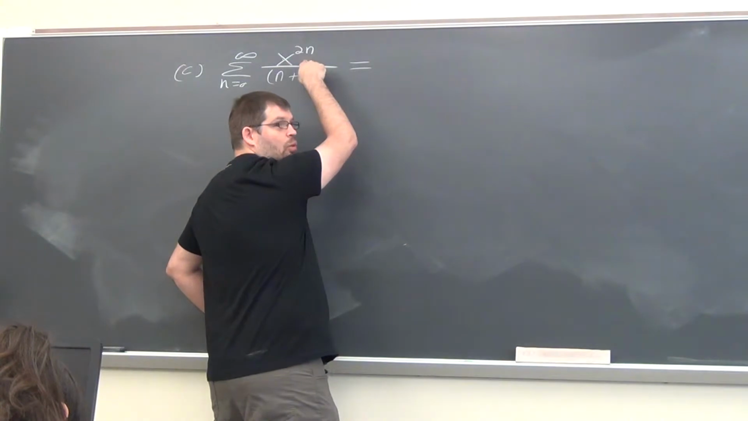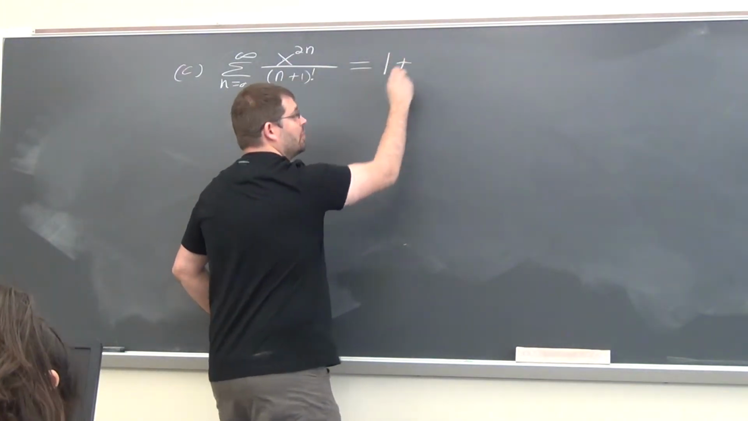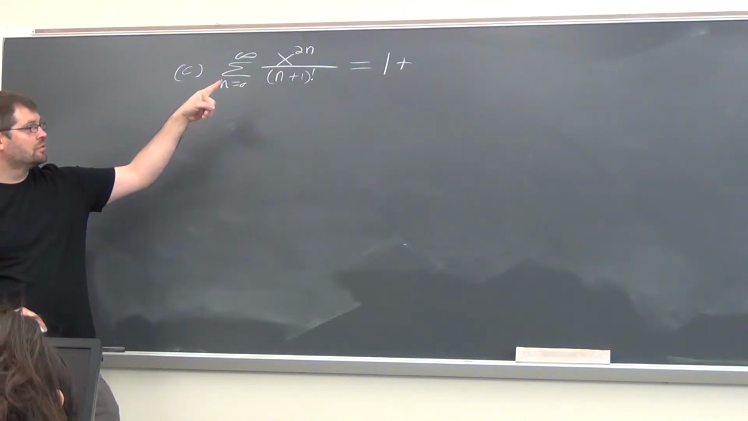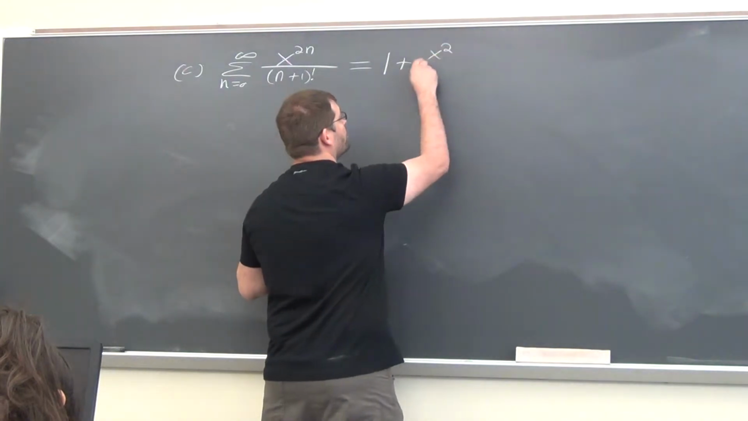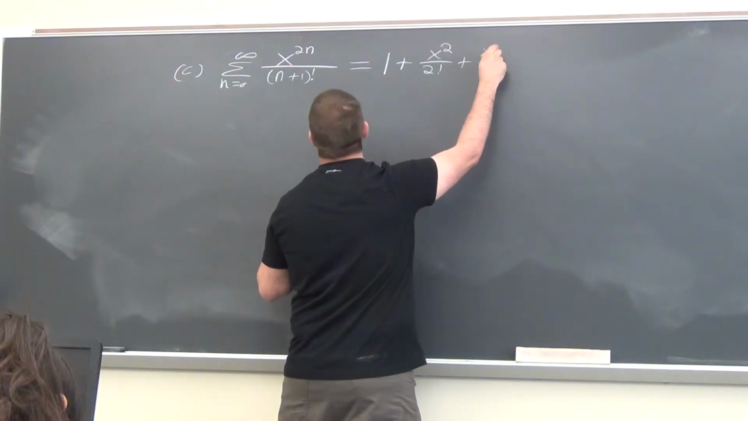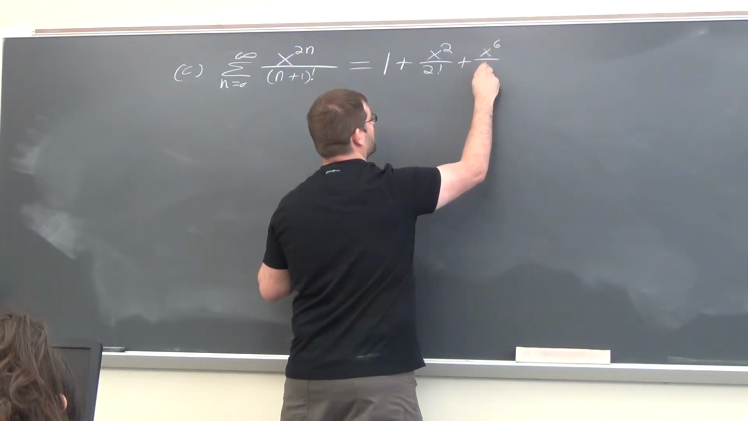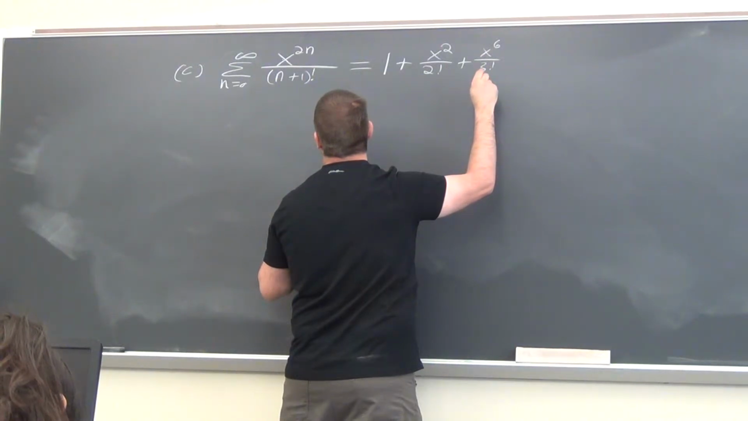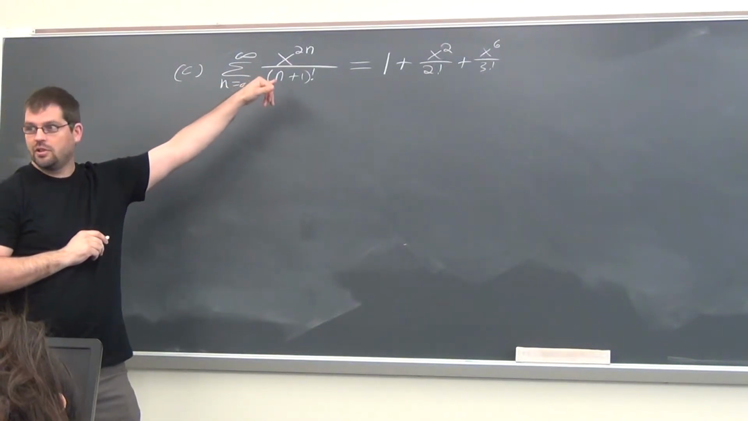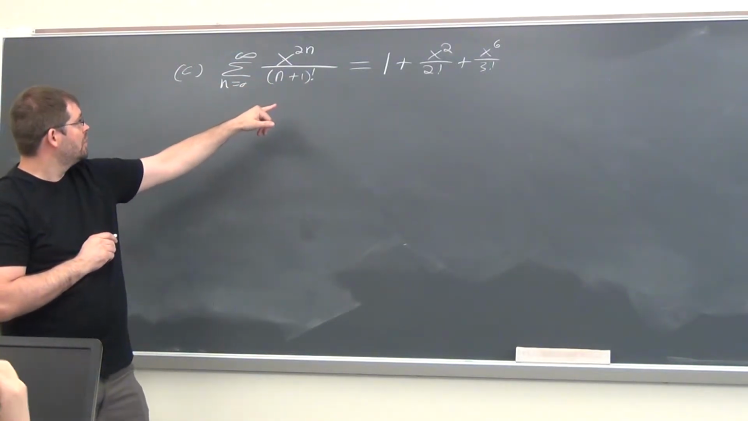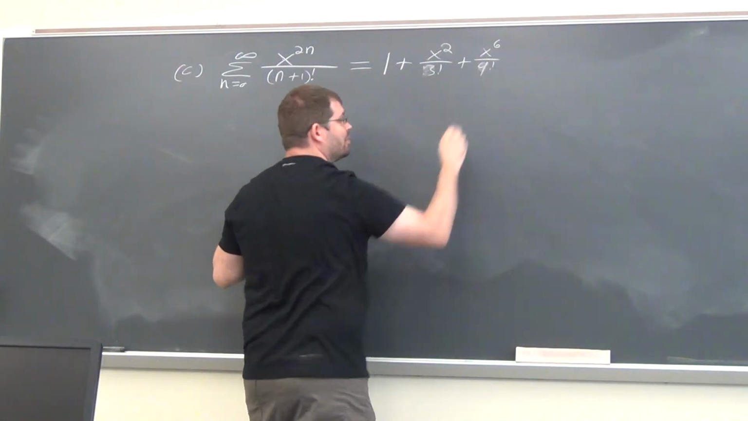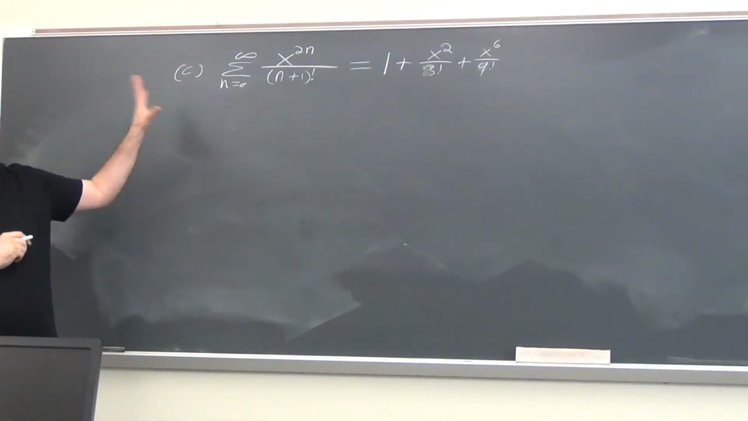x to the 0 equals 1, over 1 factorial. Plug in 1: x squared over 2 factorial. Plug in 3: x to the 6th over 4 factorial. Oh, my bad, when n is 3 you get 6 up here, and then 4 factorial on the bottom. I was off on this one. There we go. Does that make sense? Point is, you're just plugging them in.